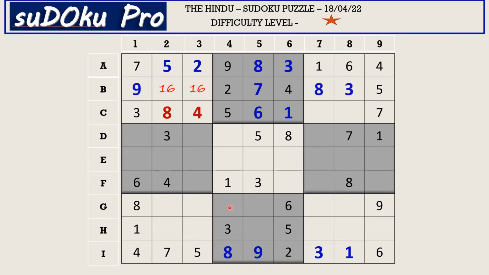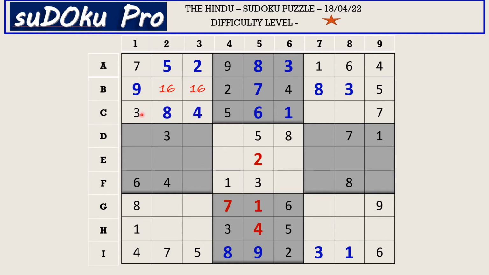Let's try to fill this 8th block now. This 7 here in column 5 blocks these two cells. So 7 goes here in G4. Now the missing numbers in this block are 1 and 4. There is a 1 blocking from here. So H5 takes 4 and G5 takes 1. Now in column 5 the only missing number is 2.